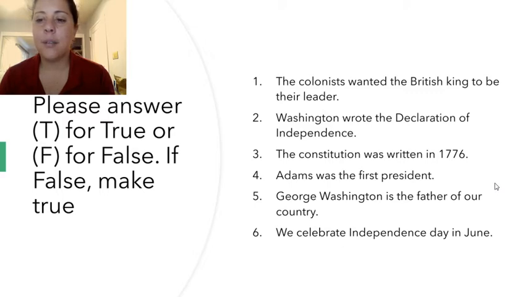Number 4. Adams was the first president. True or false? Number 5. George Washington is the father of our country. True or false? And number 6. We celebrate Independence Day in June.